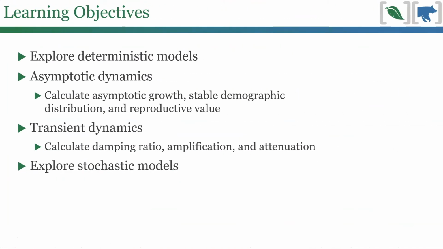In this lesson, we'll cover 4 learning objectives. First, we'll explore deterministic models. Then, we'll examine asymptotic dynamics by calculating asymptotic growth, stable demographic distribution, and reproductive value. Then, we'll explore transient dynamics. We'll calculate the damping ratio, amplification, and attenuation. And finally, we'll explore stochastic models.